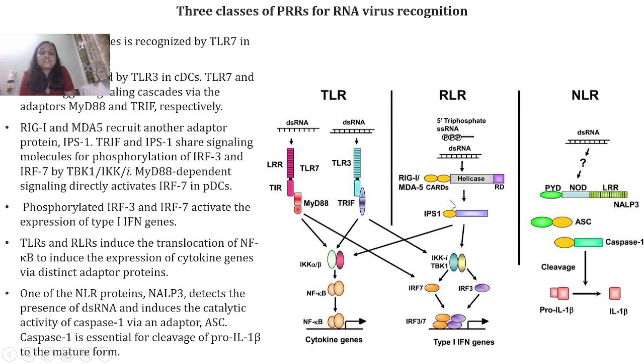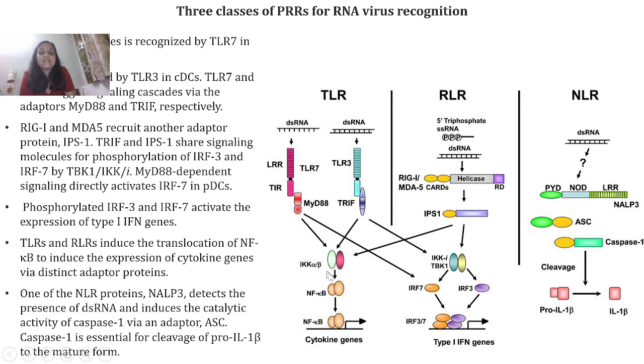strip as well as IPS1 share signaling molecules for phosphorylation of IRF3 and IRF7, like TBK1, I-kappa, and mediated dependent signaling, which directly activates IRF7 in the PDC. So here you can see IPS1 can directly act on this I-kappa molecule and activate the NF-kappa B signaling pathway. TRIP can also activate the TBK1 pathway, and there can be activation of IRF3 and IRF7, which can induce the expression of this type 1 interferon gene.